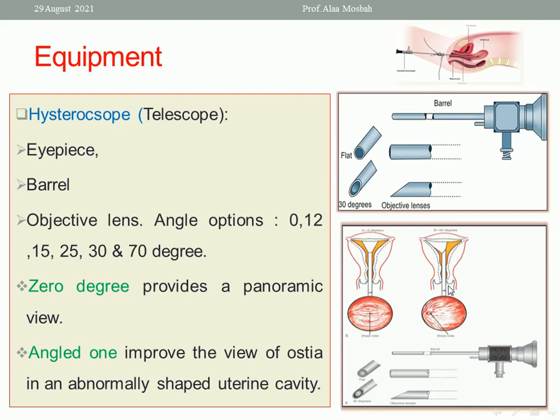And we have different degrees of angle, as I said: 12, 15, 25, 30, and 70 degrees. What is common is 30 degrees in the angled one. Okay.